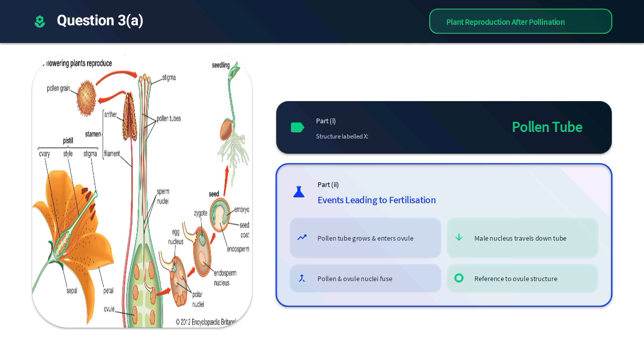Part 2 asks us to describe the events after this stage that lead to fertilization. First, the pollen tube continues to grow and eventually enters the ovule through a small opening. Second, the male nucleus travels down this pollen tube. Third, once the pollen tube reaches the female gamete, the male nucleus fuses with the female nucleus. This fusion is fertilization itself. Make sure to mention that this happens within the ovule. After fertilization, the ovule develops into a seed.